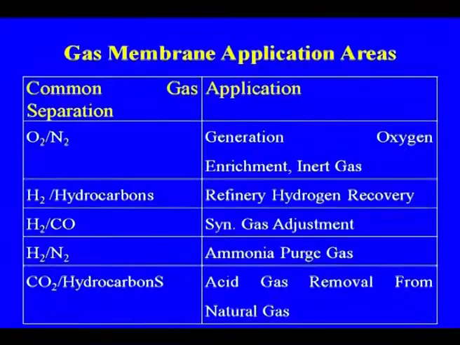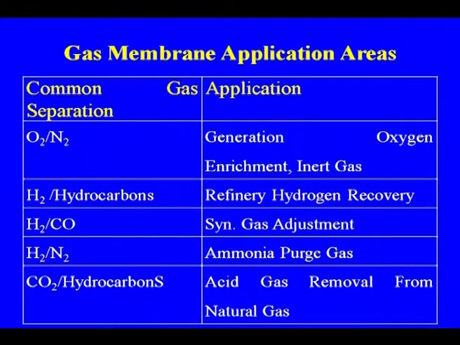Regarding gas membrane application areas, as I told you earlier, we are using the membrane not only for the desalination process or caustic chlorine manufacture. Now it is finding application in the chemical industry for other purposes too: generation of oxygen and nitrogen, enrichment, inert gas, hydrogen hydrocarbons refining and hydrogen recovery, H2 and CO synthesis gas adjustment, hydrogen nitrogen ammonia purge gas, CO2 hydrocarbons acid gas removal from natural gas. These are some of the processes we use even in refineries.